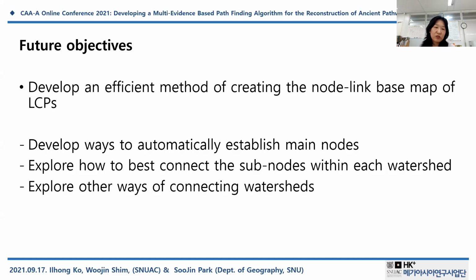And I suppose we also have to explore how to best connect the subnodes within each watershed, because right now we've just connected the subnodes to the main roads and main nodes, and we've not connected the subnodes to each other. We should also explore other ways of connecting the watersheds, because right now they're just connected by connecting the main nodes of each watershed, but there must be other ways to do this. That's what we hope to explore in the future.